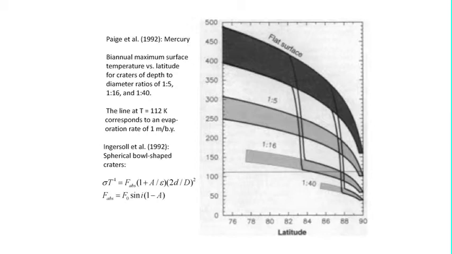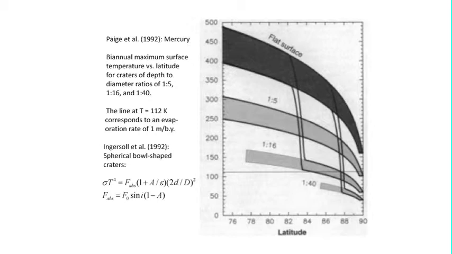I apologize for the fuzziness, but this is such an old paper that I couldn't get on to the proper, clear archive from my home last night. So here's a depth to diameter ratio. This is latitude on Mercury, 76 to 90. And this is depth to diameter ratio, and these are temperatures along here. And so these are depth to diameter ratio of 1 to 5, and here's 1 to 16, and here's 1 to 40. And these strange lines like this. So let's just think of the 1 to 40.